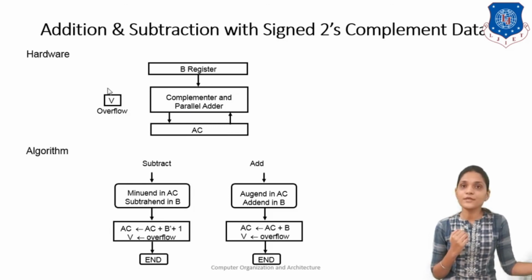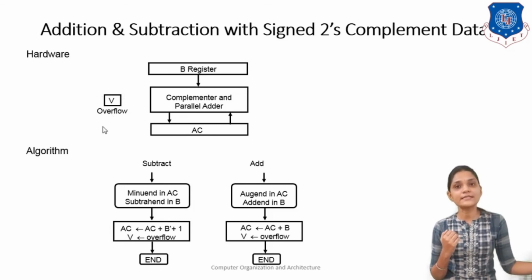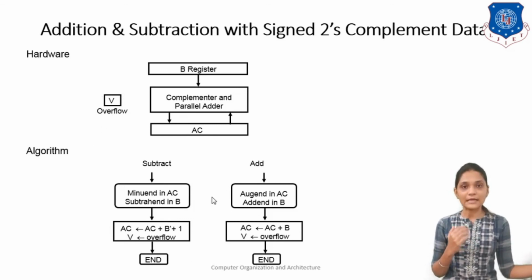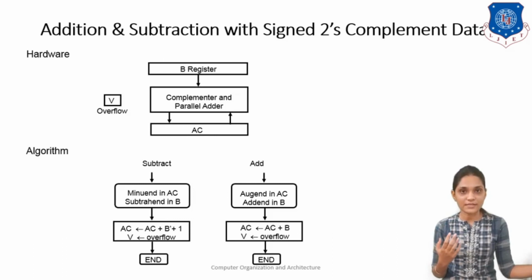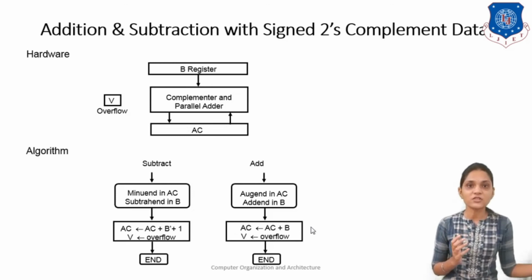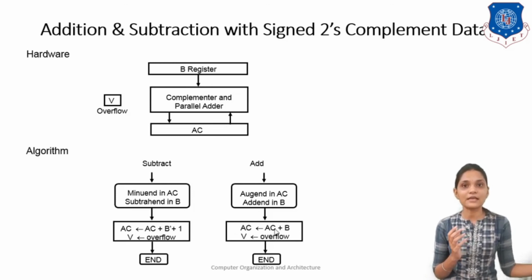If any overflow is there, then your overflow flag is generated. Here we don't require checking the sign that we required in the last case. If we represent in sign magnitude form, then we have to check the sign. But if we represent these numbers in 2's complement form, then we don't require checking the sign. Okay, so we just require complement and parallel addition. That is the same here.